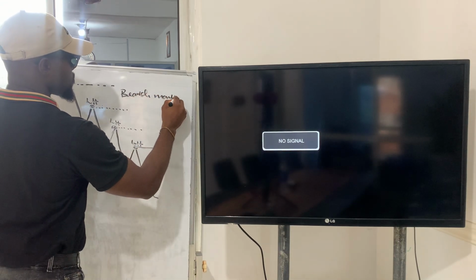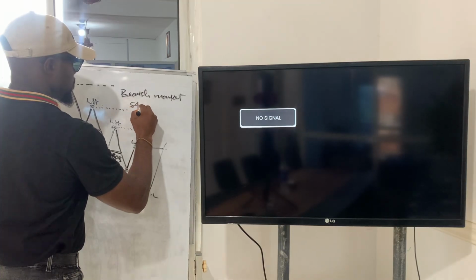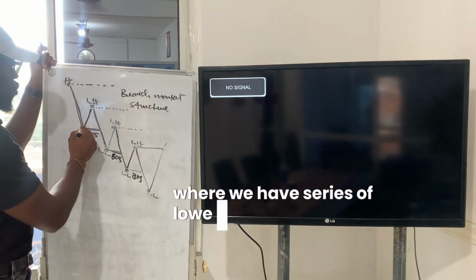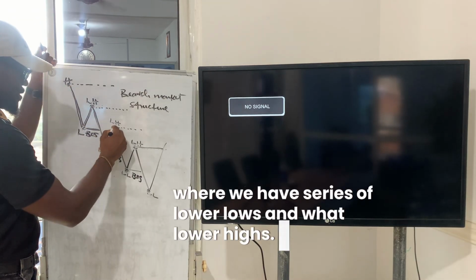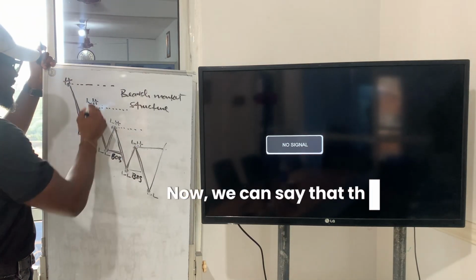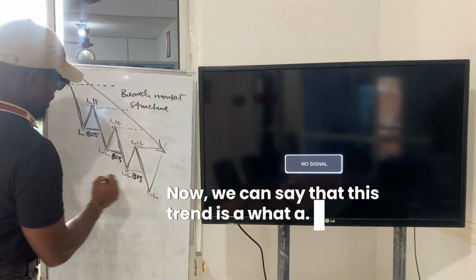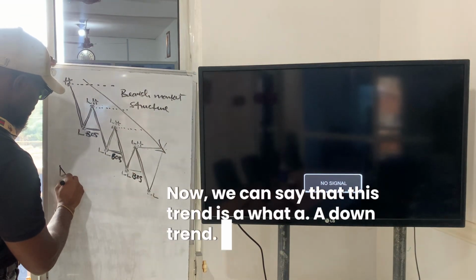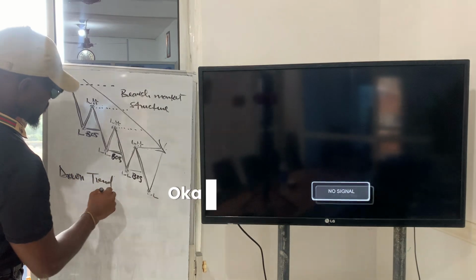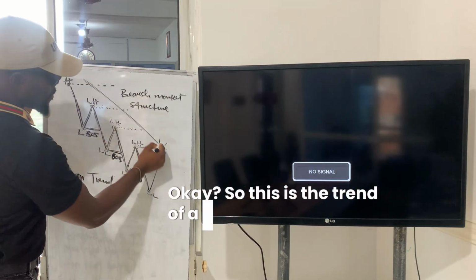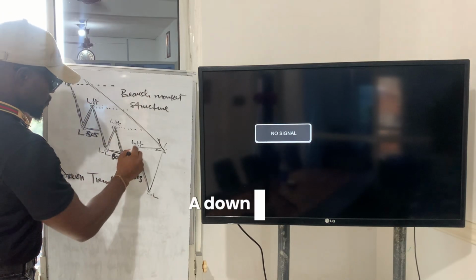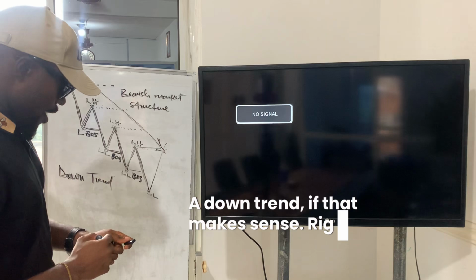market structure, where we have a series of lower lows and what? Lower highs. Lower lows and what? Lower highs. Now we can say that this trend is a what? A downtrend. Okay, so this is the trend of a bearish market structure, and this is the structure of what? A downtrend, if that makes sense, right?